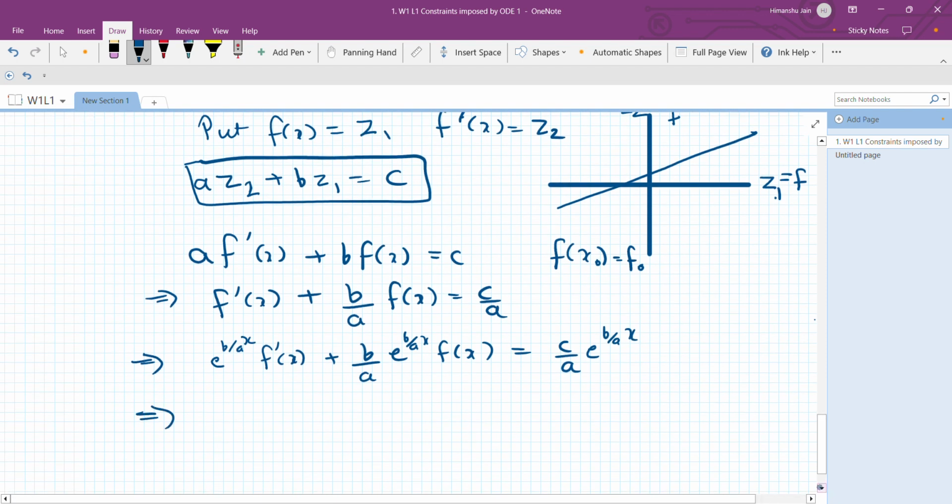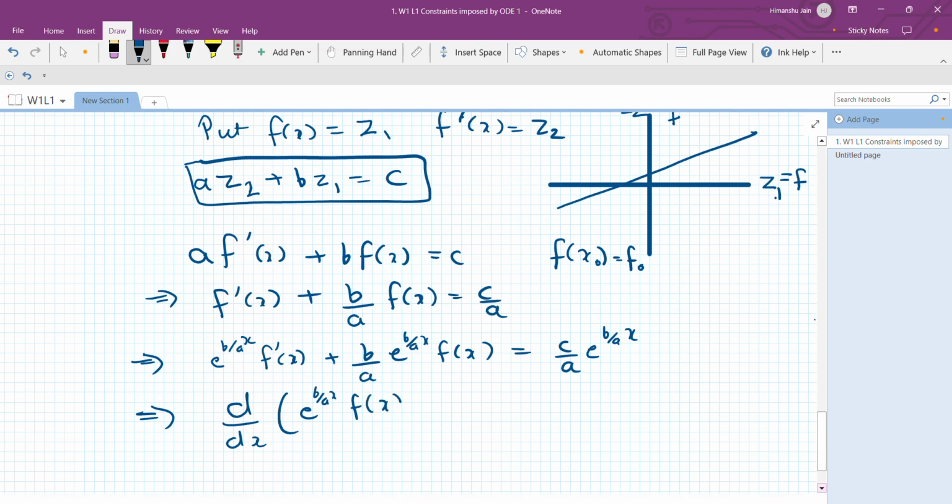But now I can pull the derivative out. So the LHS is just d by dx of e to the power b by a x times f x, because by product rule of derivative, we know that first we have to apply d by dx to e to the power b by a x. B by a will come in front, leaving us with e to the power b by a x f x. After that, we have to take derivative with respect to f, so it will become f dash. So it is just a technique to take the derivative out.